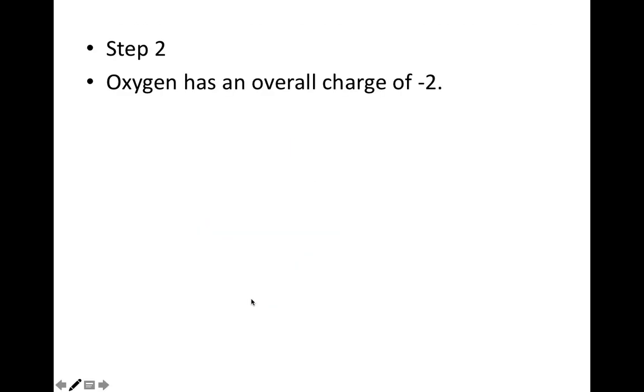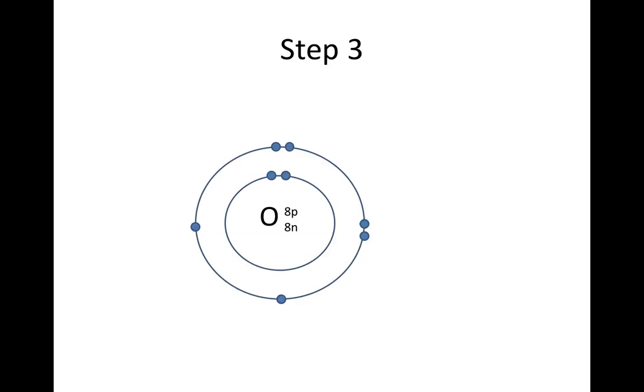So oxygen has a charge of -2. That means it gains 2 electrons. So we draw 2 extra electrons, and now it has a full outer shell, which makes the outer shell more stable, easier to hold on to, and so the atom is happier and it's going to stay as an ion. And now because it gained 2 electrons, it's going to have an overall charge of -2.